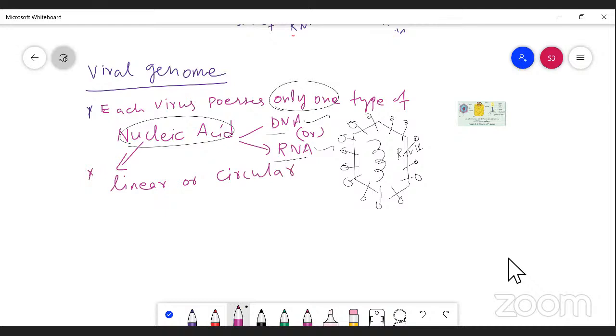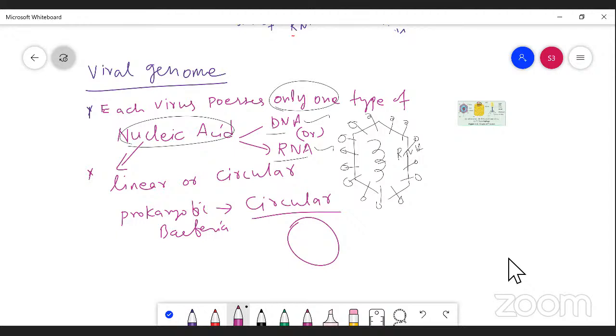The DNA strand in human beings, and in most prokaryotic organisms such as bacteria, is circular. Some other viruses possess only linear nucleic acid. Each virus possesses only one type of nucleic acid, either DNA or RNA, and the nucleic acid is either linear or circular.